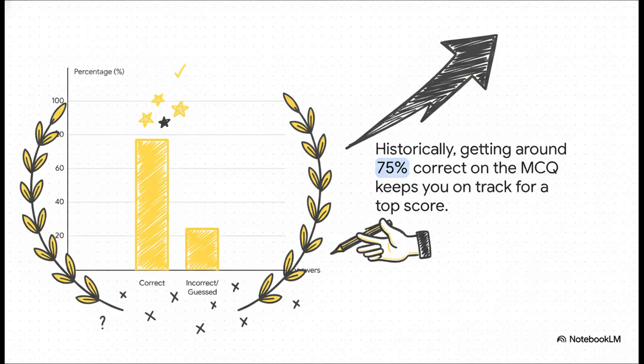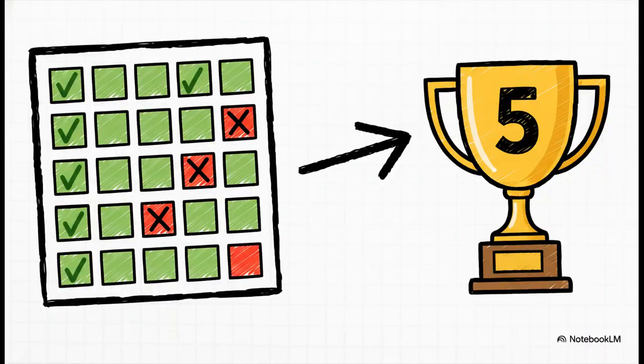If you get around 75% of these questions correct, you are in a fantastic position. Let's just put that into real numbers. That means you can miss 14, maybe even 15 questions, get them completely wrong, and still be on a solid path to earning a 5. So you see, perfection is not the goal here. Strategic elimination and making smart, educated guesses, that is the goal.